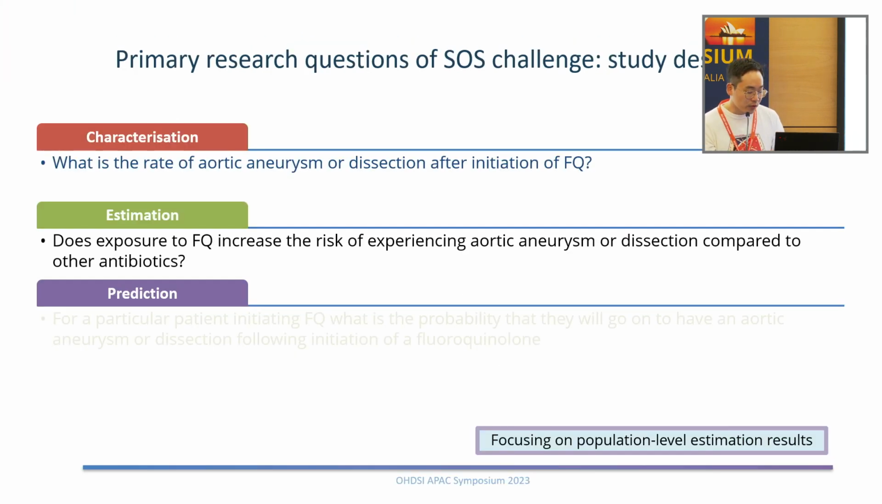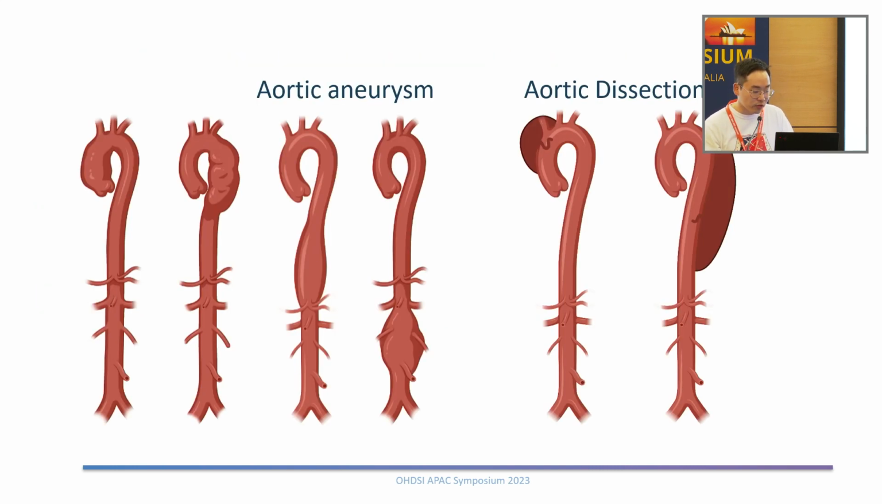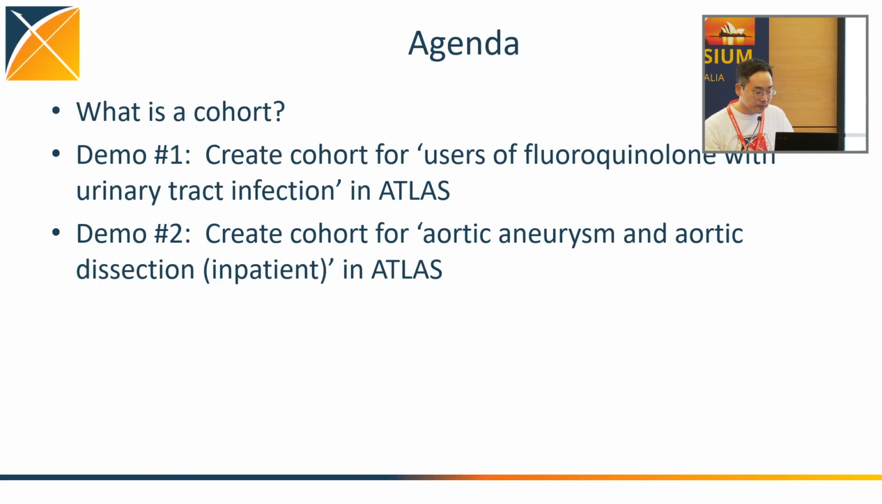Yesterday we had a lecture from Jack about this SS challenge. We have to do study designs, characterization, and estimation. We want to know the rate of aortic aneurysm or dissection after initiation of fluoroquinolone, and compare the risk of aortic aneurysm or dissection between fluoroquinolone and other antibiotics. These are the 2 different outcomes, so we defined aortic aneurysm and dissection.